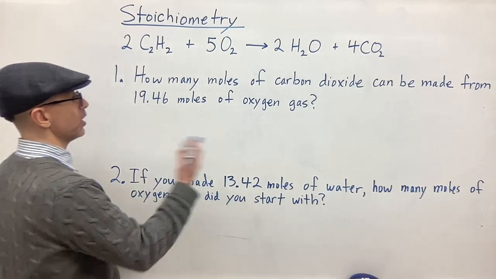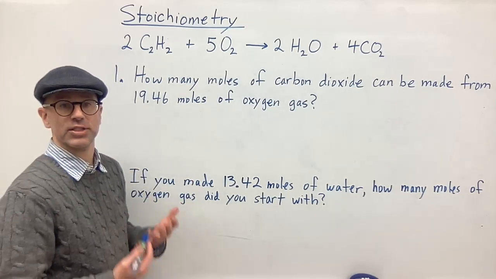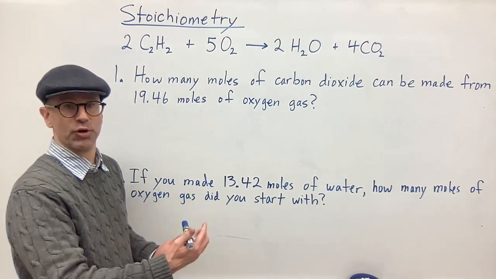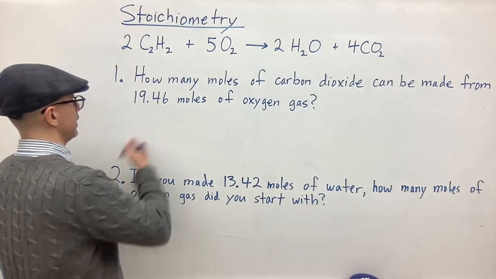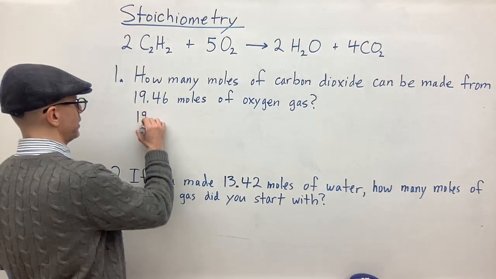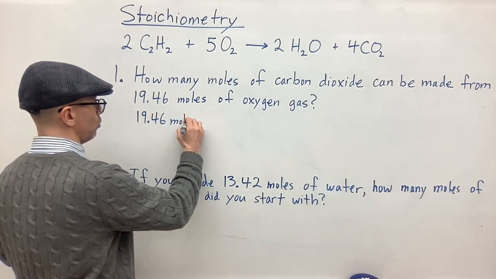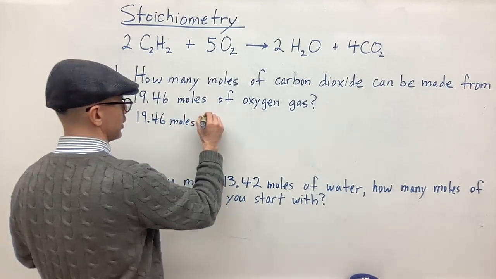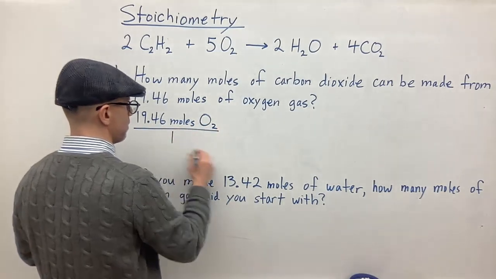So we set up our conversion factor problems the same way we do with dimensional analysis. So we're converting from one unit to the next. So we're going to start by writing 19.46 moles of oxygen, O2, put it over 1.